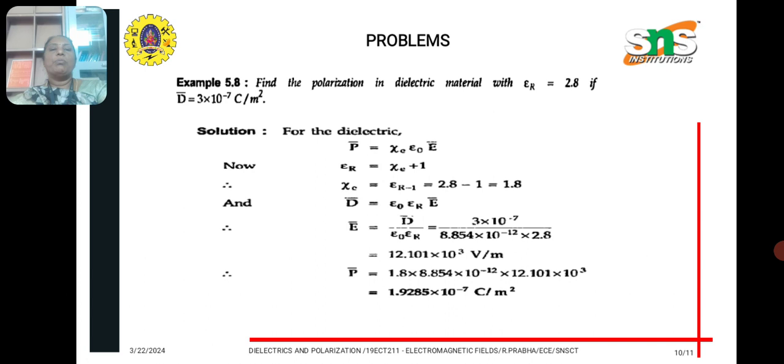In the next problem also, epsilon r is given, D is given, and we are asked to find the polarization value. By using the formula P equal to Xe epsilon naught E, we can get the values.